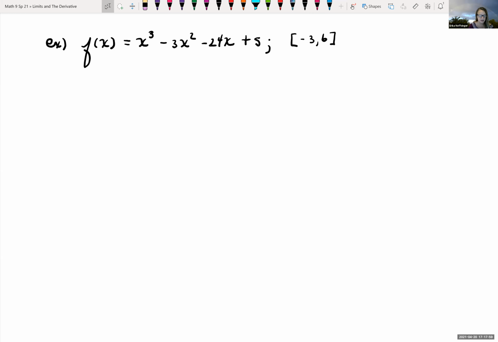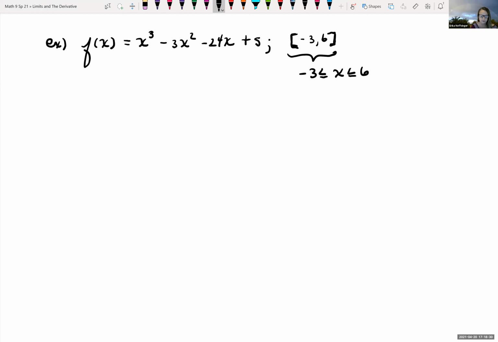conditions have to hold. So this has to be continuous on the interval it gives us from x equals -3 to +6. Well, this is a polynomial function, so this is continuous everywhere. And this is a closed interval because it has the bracket there. So it's saying we're including those values. Another way to write this right here is saying -3 is less than or equal to x, which is less than or equal to 6.